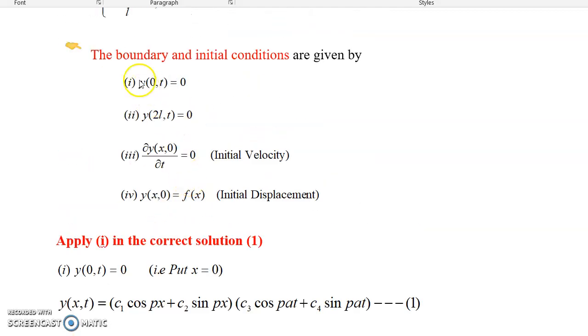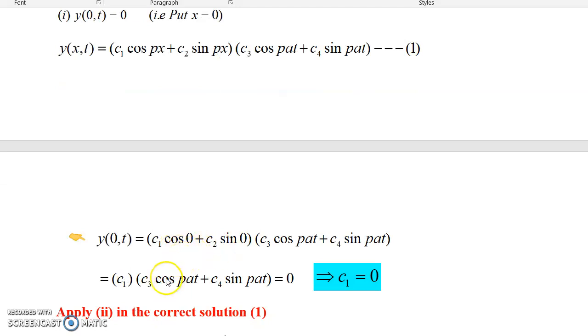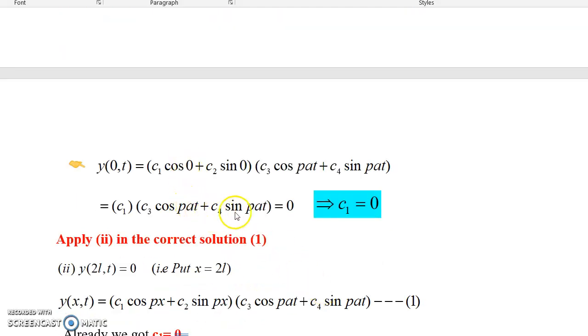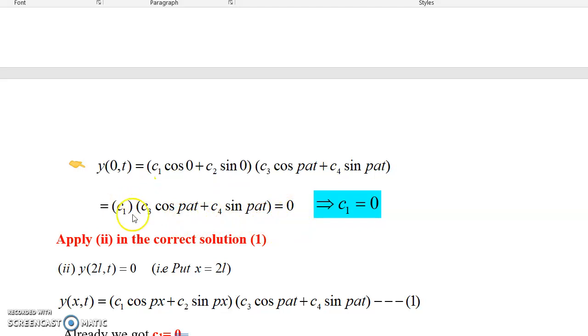The first condition is y(0, t) = 0. What is the meaning of y(0, t)? In the place of x you have 0. So in this solution, put x equal to 0. When you put x equal to 0 here, sin 0 is 0, cos 0 is 1. So the value of the first term will be C1, and the second term I am not touching, the same term having t. The condition says y(0, t) equals 0, so we put equal to 0. From here we cannot equate a variable term to 0, so the constant C1 has to be 0. So the first result we get is C1 = 0.